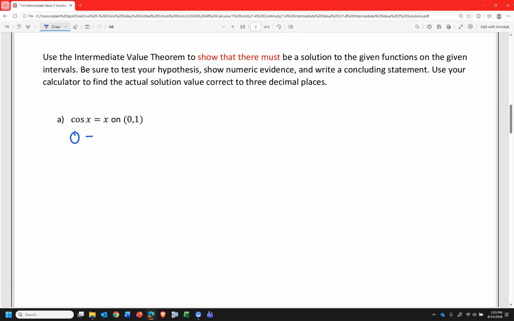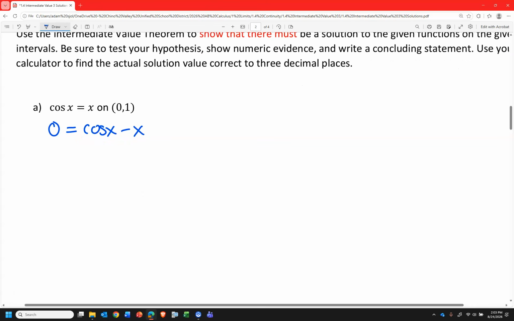Probably say 0 is equal to cosine of x minus x. Okay? And then I will say f of x, and this is a whole lot like the one we did in class, is equal to cosine of x minus x. I don't exactly know what cosine of x minus x is, and maybe it makes sense for you to graph that on Desmos or your graphing calculator, but I think it might make more sense if we look at that afterwards.